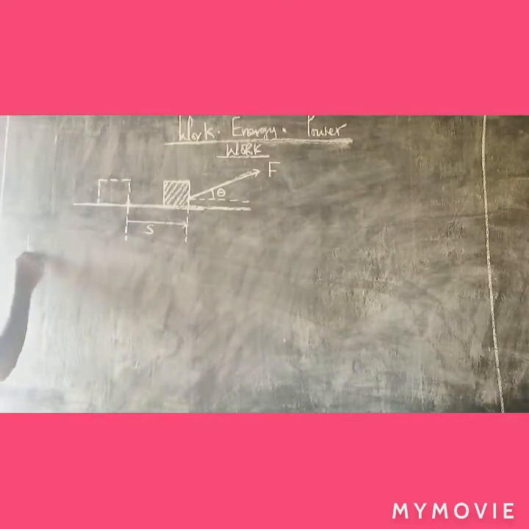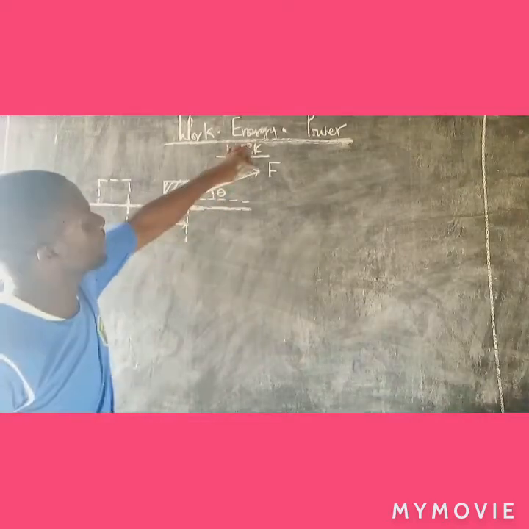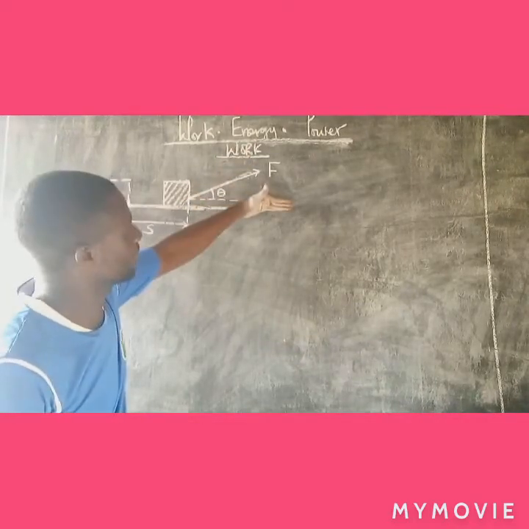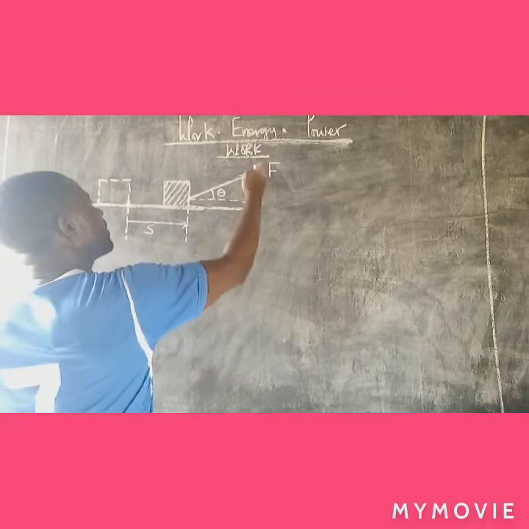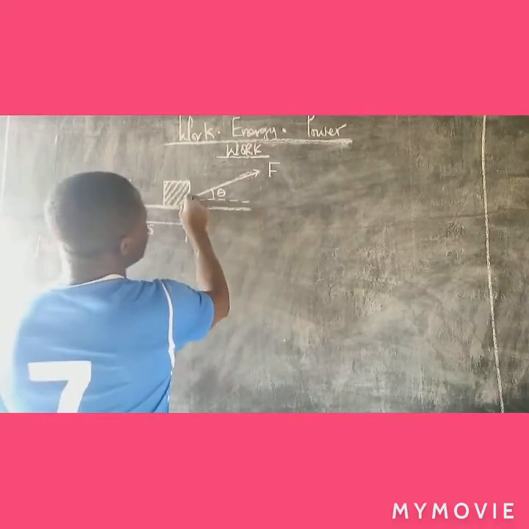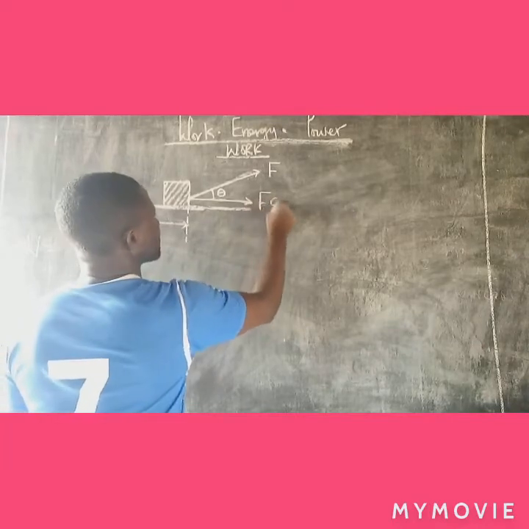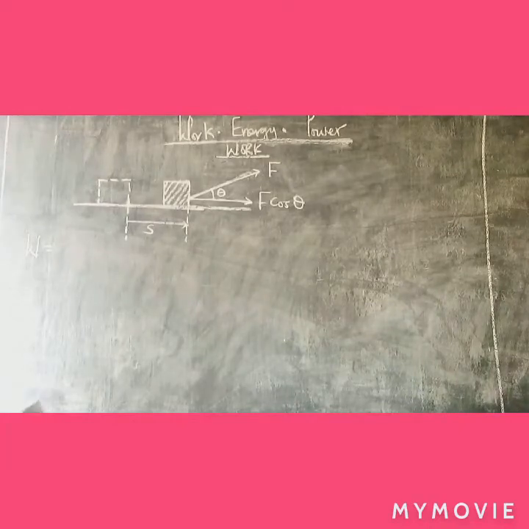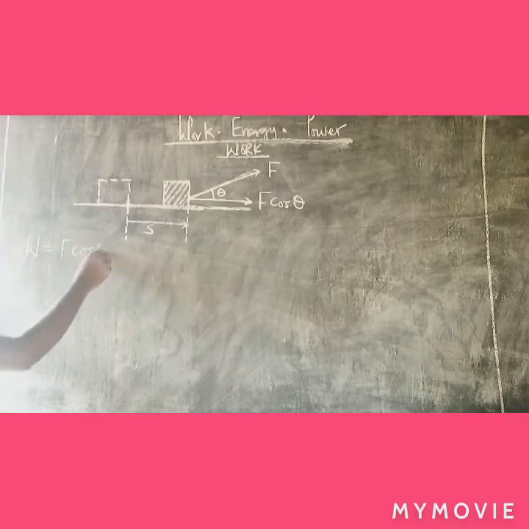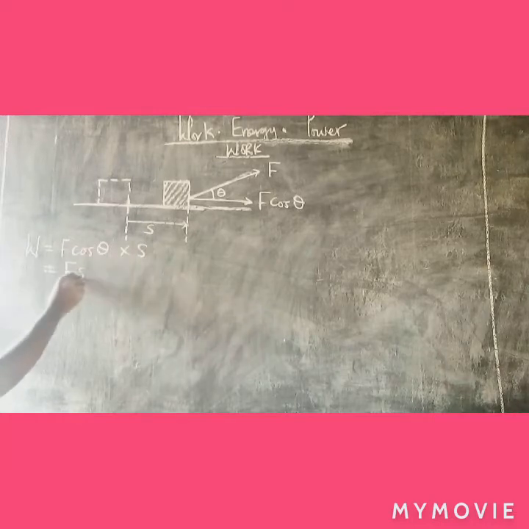Work is defined such that we find the component of F that is horizontal. When you find the component of F that is horizontal, it will give you F cos theta. And by the definition of work, work is equal to F cos theta multiplied by S. So this will give me Fs cos theta.